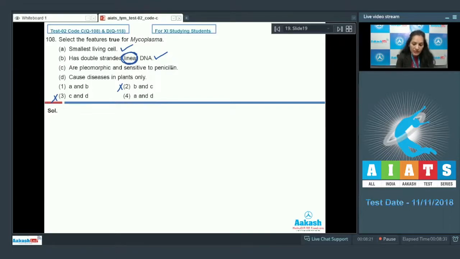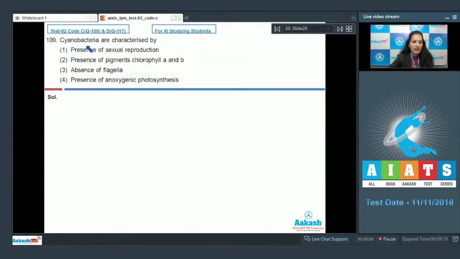C. Are pleomorphic and sensitive to penicillin? No. As they lack cell wall, they are insensitive to penicillin. Mycoplasma do not have cell wall. They are insensitive to penicillin as penicillin works on cell wall only. So this statement is incorrect. D. Cause diseases in plants only? No. They can cause diseases in plants as well as in animals. So this statement is again wrong. So the correct ones are A and B. So the correct option for the given question is option number 1. Let's move on to the next question.